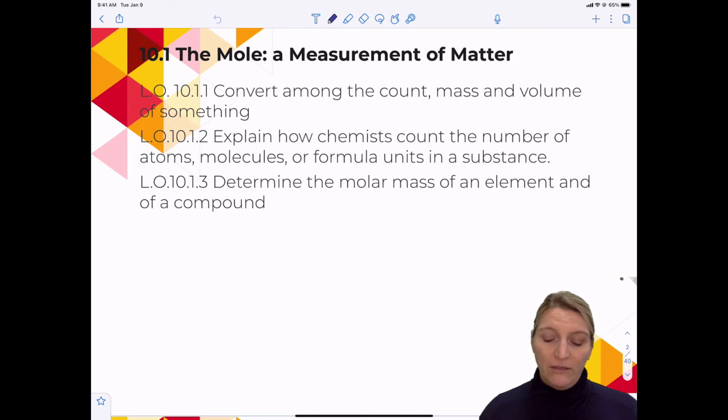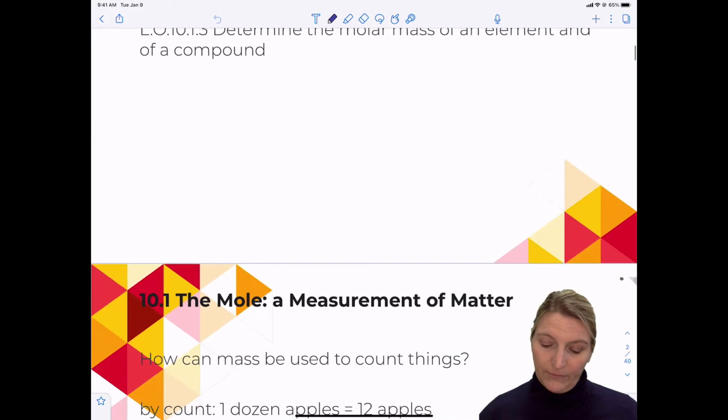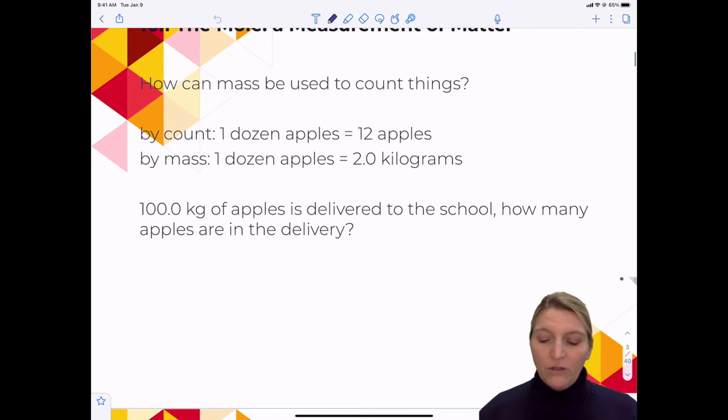So, what we're doing in this first section is going over the mole, reviewing what that is, but then also adding in this component of mass to it. So this was how we started talking about the mole. We said it was really useful because when we as chemists want to count number of atoms, that's going to be very difficult because atoms are so small. So what we have learned how to do is to count atoms by mass.